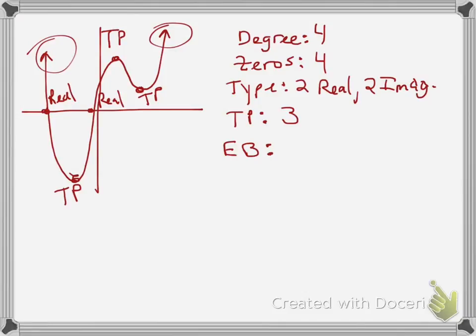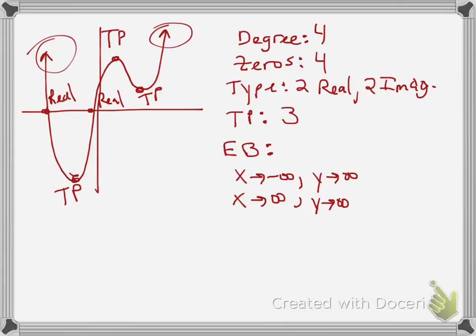Now let's take a look. You can see both my end behaviors are going to be increasing. So it doesn't matter if x goes to positive or negative infinity, my y values are going up. This means my a value is positive. That's just by looking at a picture.